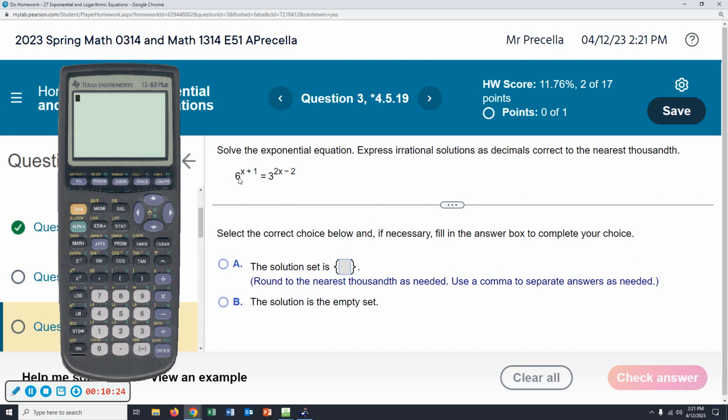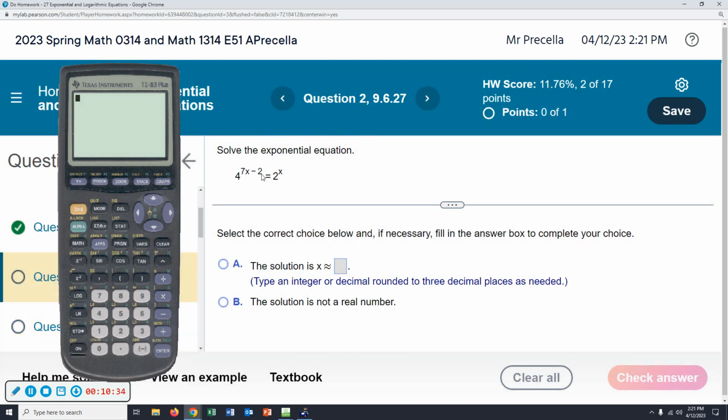I bet you some people on number 3 would try to get a common base. The common mistake would be to say 6 is 3 squared. But here on number 2, you could convert that 4 to a 2 squared and solve using that method we saw a week ago. But as it is, we're going to take the natural log of both sides.